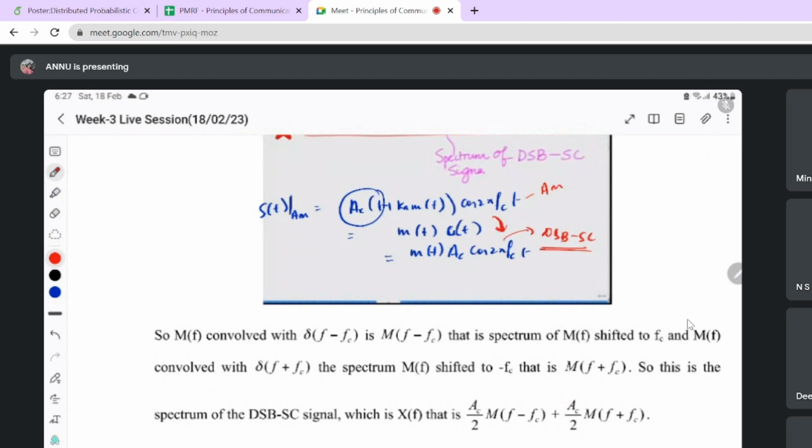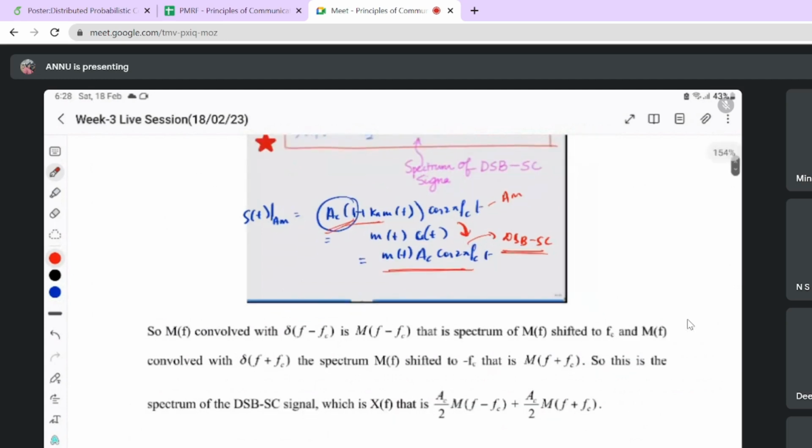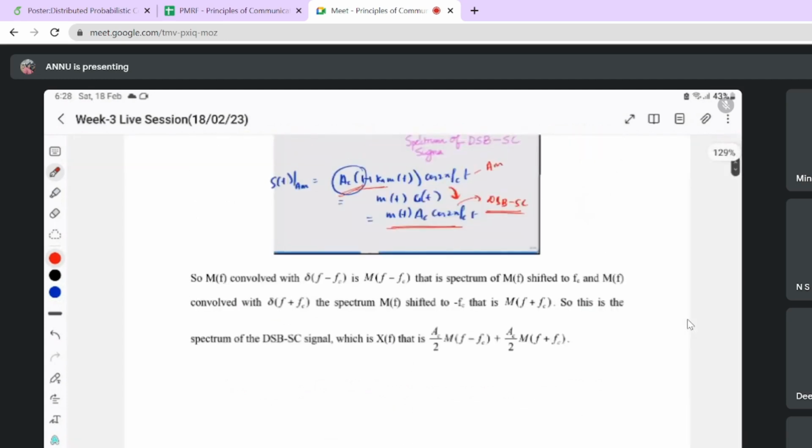But in practice, how do we remove it? That is what the question says. It was having a non-linear device. We were multiplying through a non-linear device and passing it to a band pass filter, and here we were getting this particular term. But directly sir has written this term. So we will have a different perspective from the question point of view. Then this is only DSB-SC if we don't write this one.